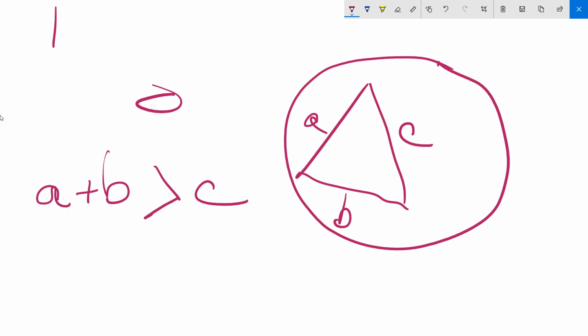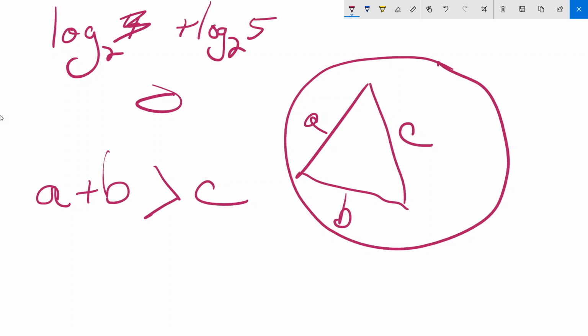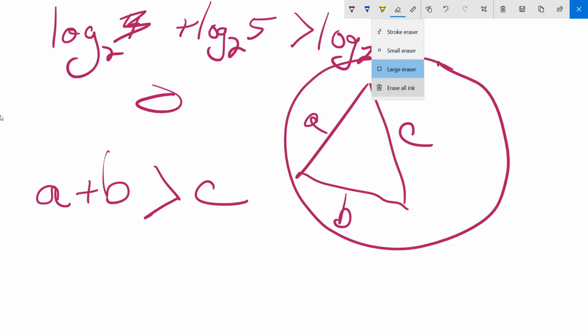And so I think we had something like log base 2 of 3 plus log base 2 of 5. And it should have been greater than log base 2 of x. And we ended up getting the problem instead of less than. Okay? And I don't know, maybe I made mistakes on some other problems, but that's the only one I was sure of after I started thinking about it.